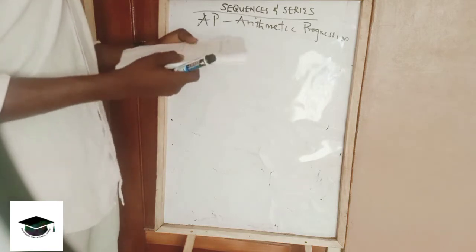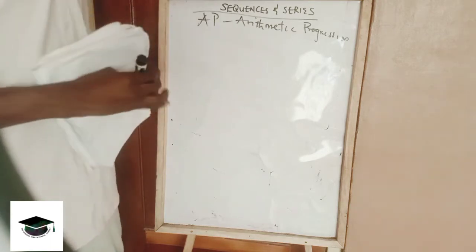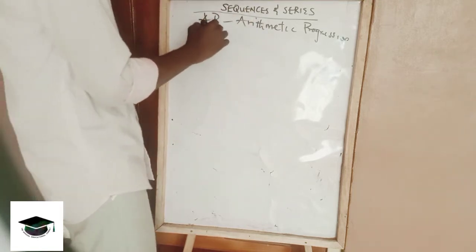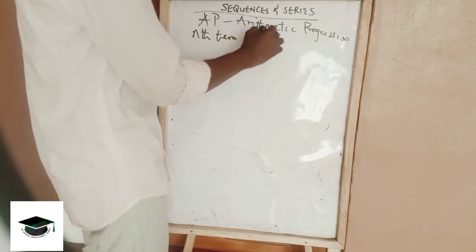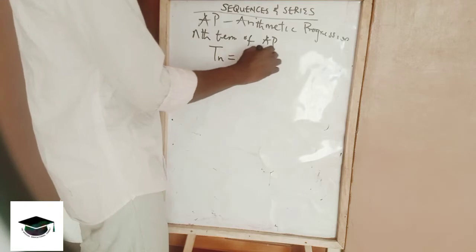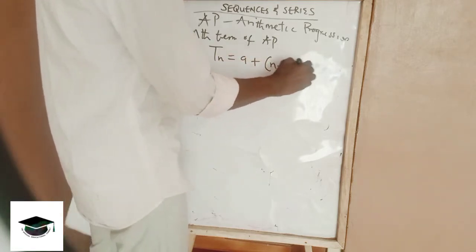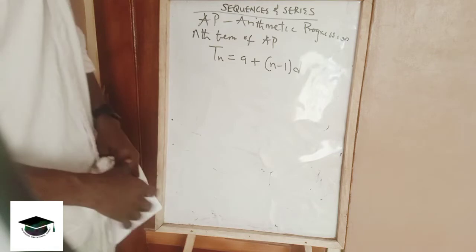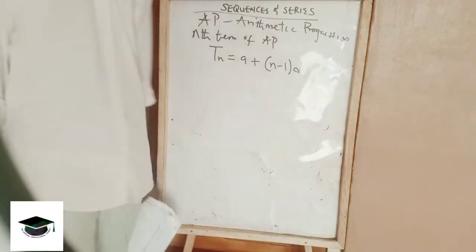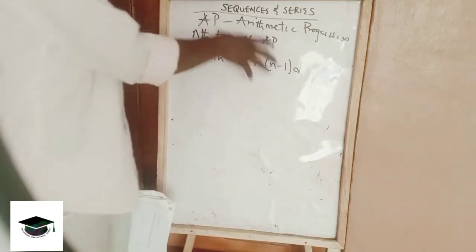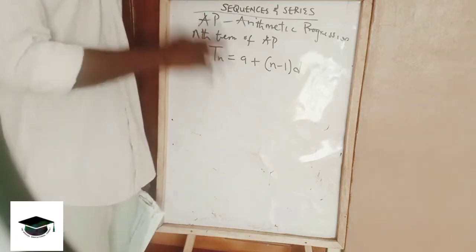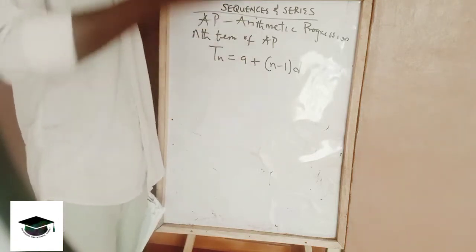Now let's continue. For example, you have been asked to calculate the nth term of an AP. That's Tn equals A plus open bracket n minus 1 close bracket d. There's no way I can prove this here, it is just a simple formula, so you just have to memorize it till you know it anytime, any day. So it's Tn equals A plus open bracket n minus 1 close bracket d.